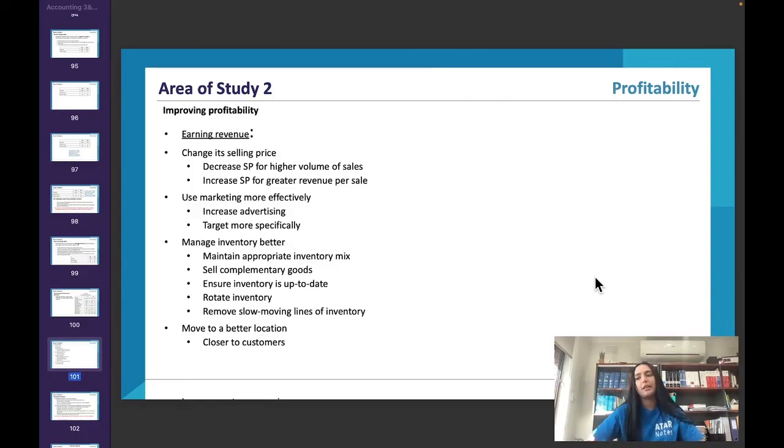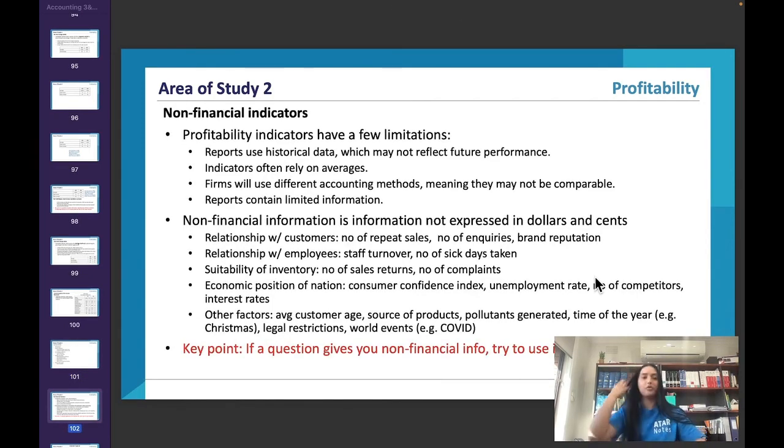And the way we can improve profitability is by increasing our revenue earning abilities, by changing selling price and using marketing more effectively, managing inventory better, and move to a better location. Okay, non-financial indicators for profitability.